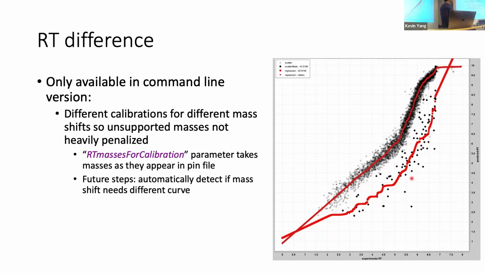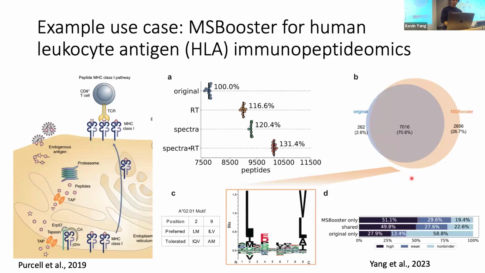But it can be a little tedious to try to find all these mass shifts yourself, and to have separate calibration curves for them. So I'm going to be working on automatically detecting if a mass is associated with a different retention time, and then I'll generate a calibration curve automatically.